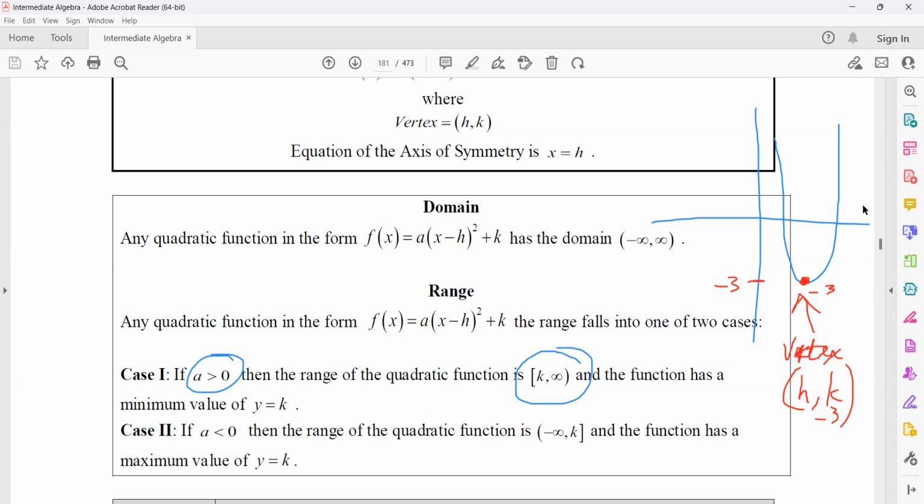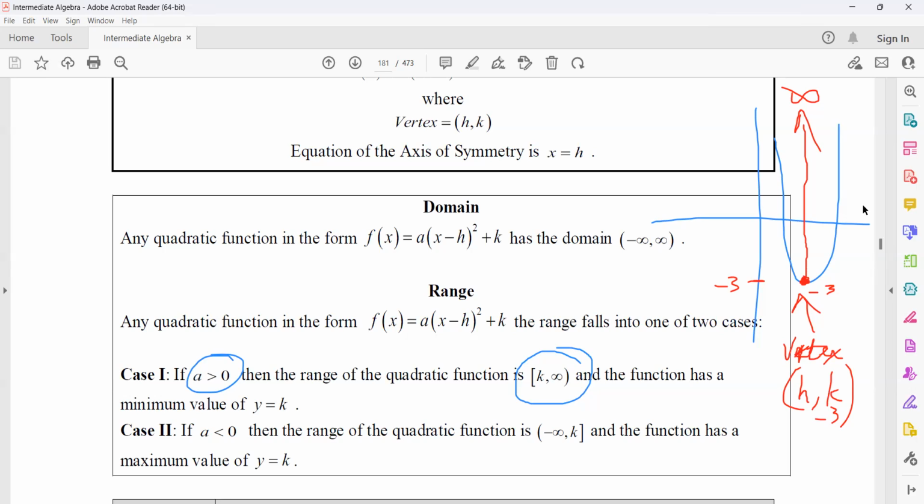So we are saying that when a is greater than 0, we are going to have a minimum value of y. The minimum value of y is going to be our k, and that will be the y value of the vertex. And because the graph opens up, the y values will keep going till forever, right? Till infinity. And this is why we are saying that when a is greater than 0, the graph opens up, then our k is going to be our minimum value. We are going to have a minimum value of y. And what is that minimum value? k, or -3 for this question.